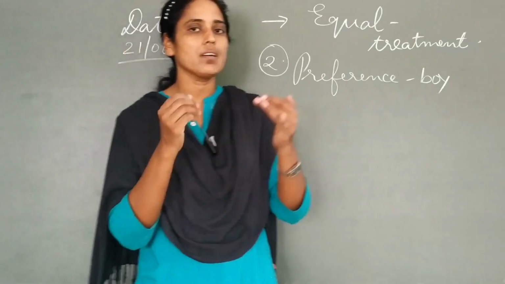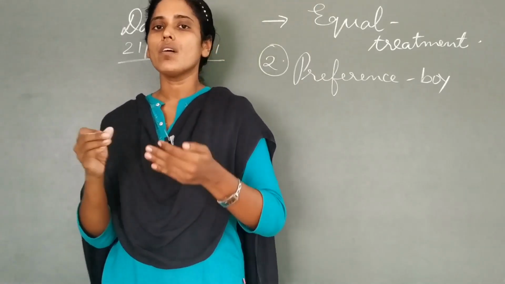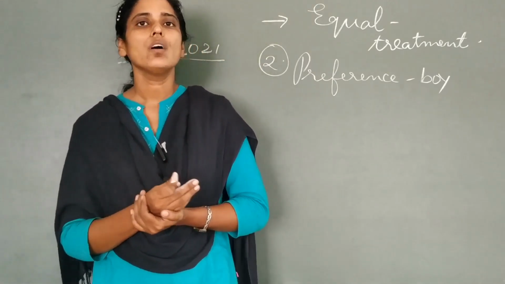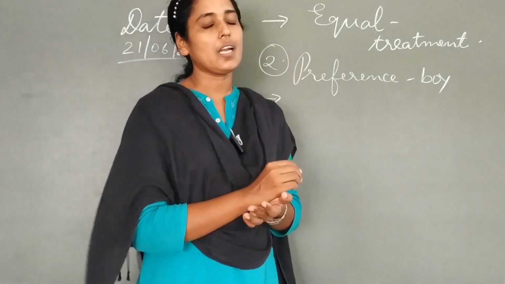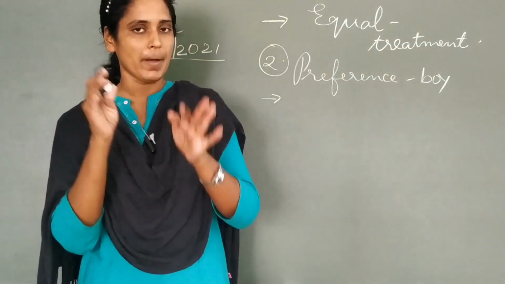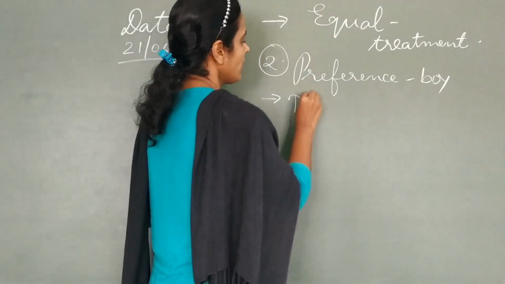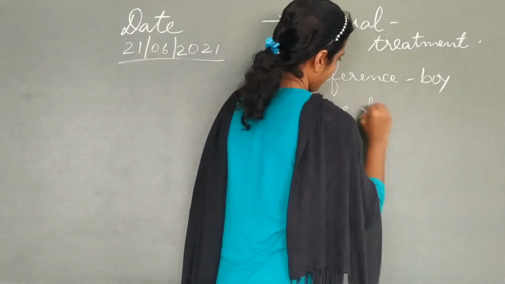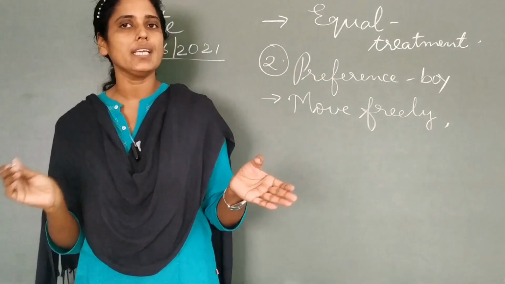Due to this, what happens? Girls lose their importance in such families. Why? Because they don't want a girl child to be born there itself. So what happens? They are deprived of many rights. They are not given many rights. Such girls, if by chance they are born in those families, are not given the freedom to move freely.